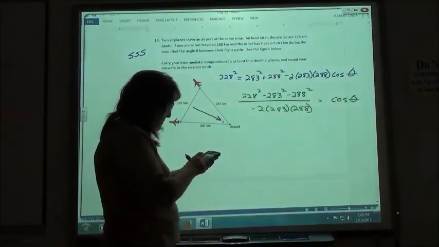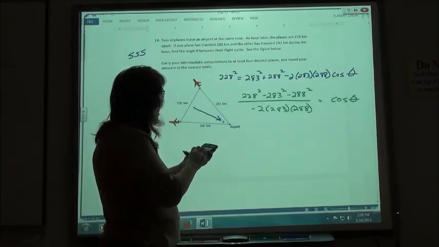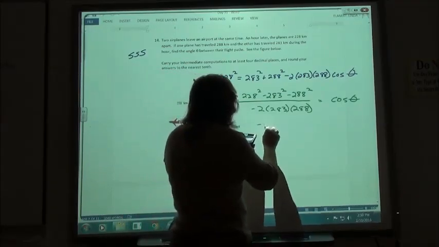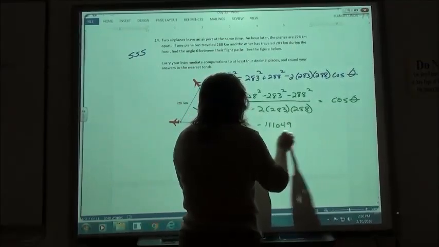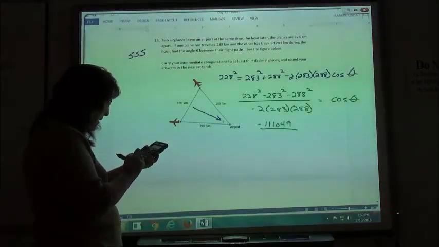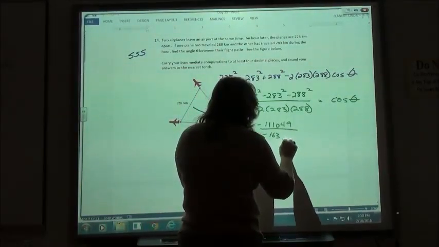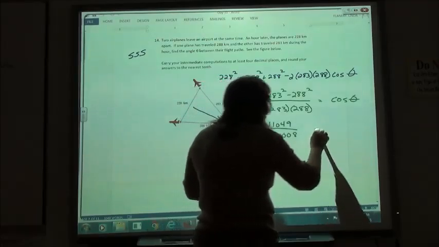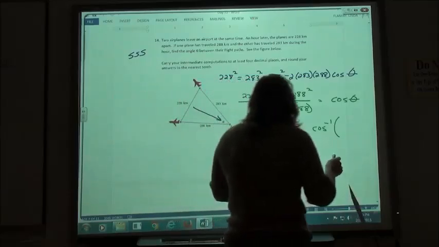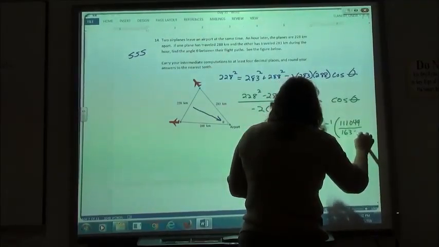So simplifying the top, 228 squared minus 283 squared minus 288 squared gives me negative 111,049. On the bottom, negative 2 times 283 times 288 gives me negative 163,008. So I am going to do the inverse cosine. Since this is a negative over a negative, again I can make it positive. 111,049 over 163,008.